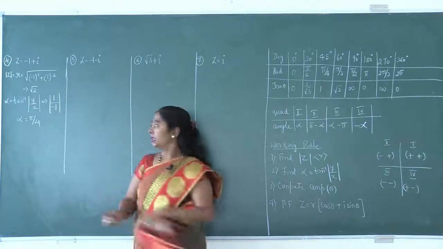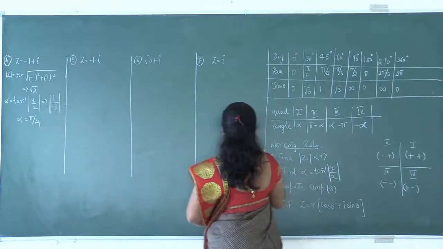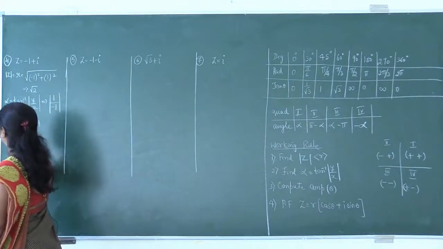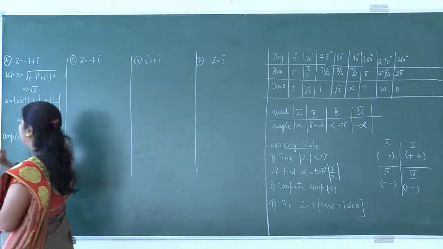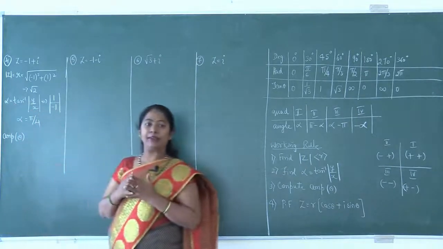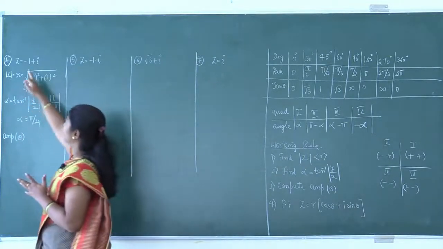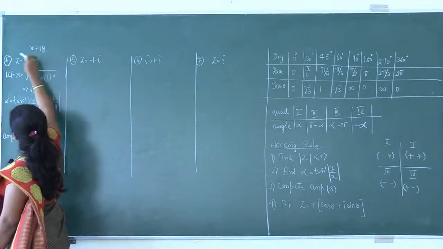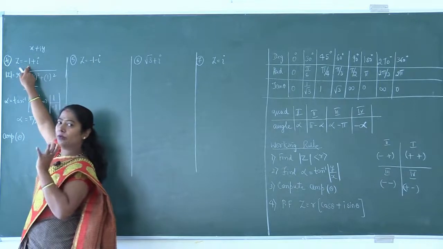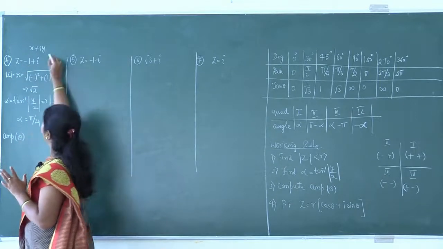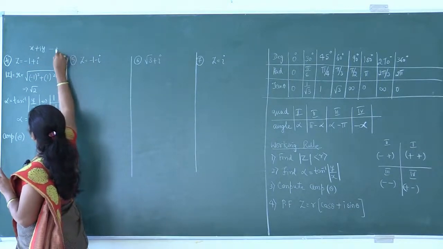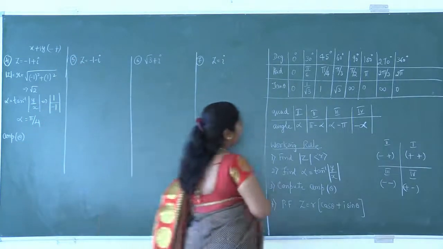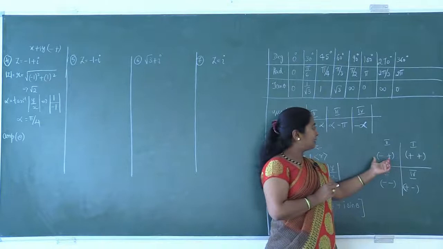Alpha value. Next, we are supposed to find amplitude theta. So how do you find amplitude theta? We need to find the x and y values. Is the x value here positive or negative, because this is of the form x plus i into y? x is minus 1, it is negative. Similarly, y is positive. So the negative and the positive values lie in which quadrant? It lies in the second quadrant.